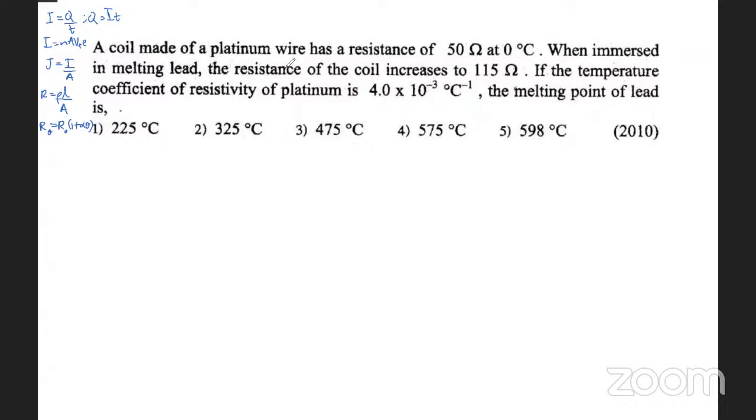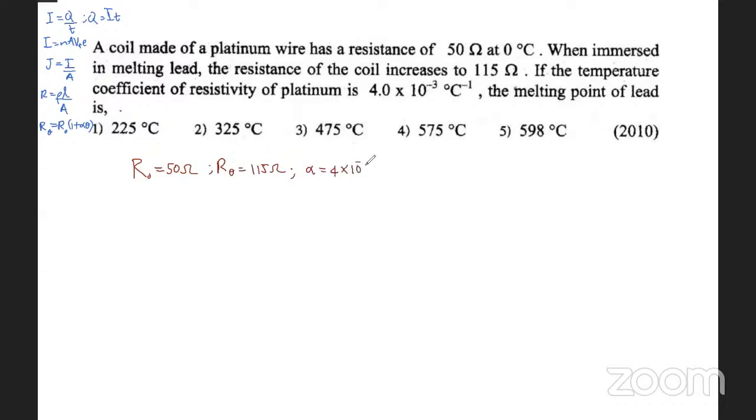First question: a coil made of platinum wire has a resistance of 50 ohms at 0 degrees Celsius. So according to the question, R naught is 50. When immersed in melting lead, the resistance of the coil increases to 115. So let's take it as R theta, we don't know that temperature. It's 115. If the temperature coefficient of resistivity of platinum is 4 into 10 to the power minus 3, so alpha is given as 4 into 10 to the power minus 3.